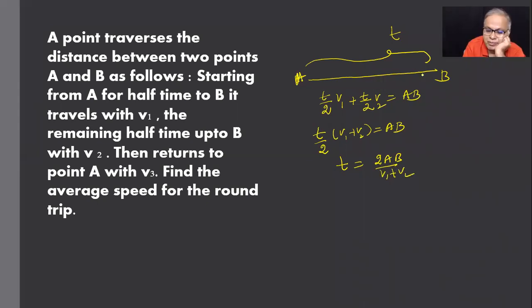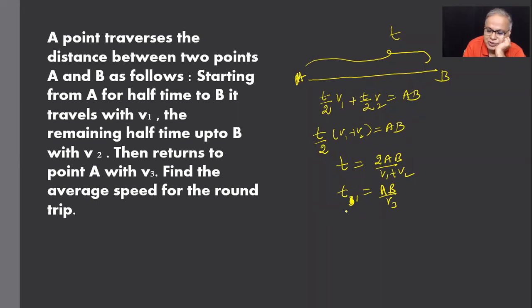Now it's going from B to A with V3. Let me call that time T1. T1 I did not use until now, right? So T1 equals AB by V3. So total time will be how much? T plus T1, right?